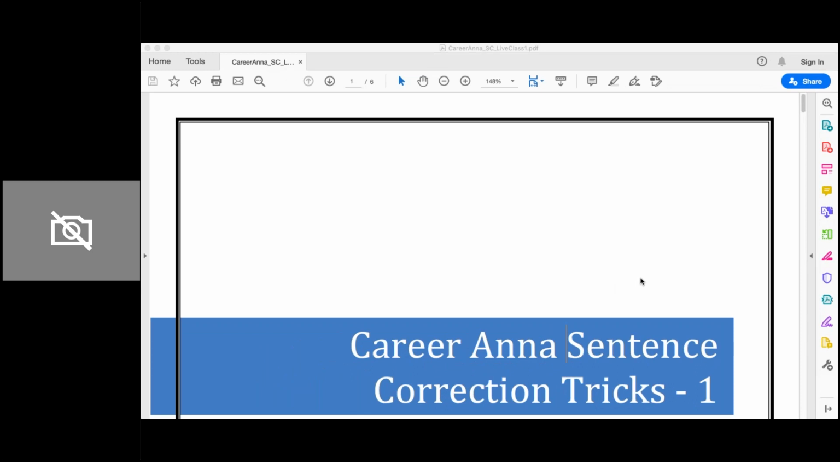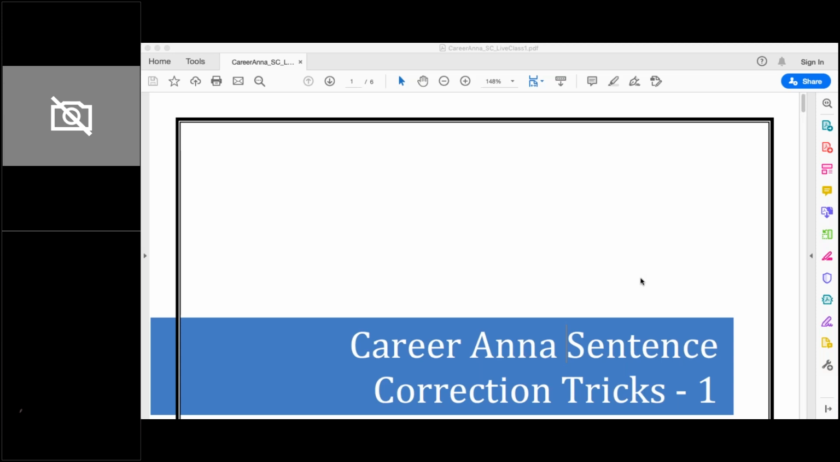Great. So hi everyone. Welcome to the first session of grammar and sentence correction. We'll have around 10 to 12 live sessions on sentence correction and grammar, and this number of sessions would ensure that whatever entrance exam you take this year, you are able to solve sentence correction and grammar questions with at least 90% accuracy. So the target for sentence correction and grammar is to get to 90% accuracy, nothing less than that.